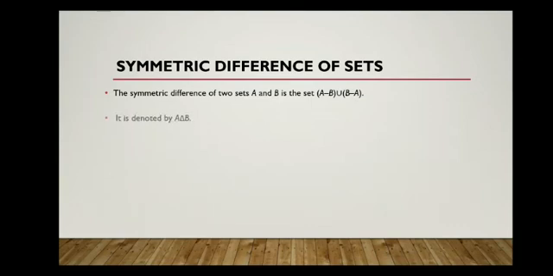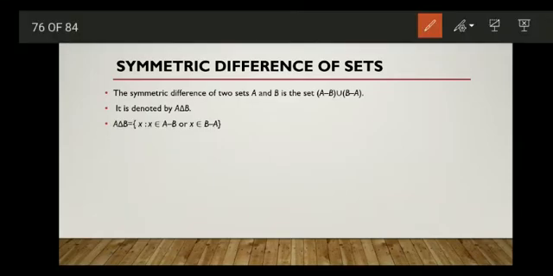Okay. So it is denoted by A triangle B, and it is written as A symmetric difference B. So in symbol, A symmetric difference B is equal to the collection of all x such that x belongs to A difference B or x belongs to B difference A.